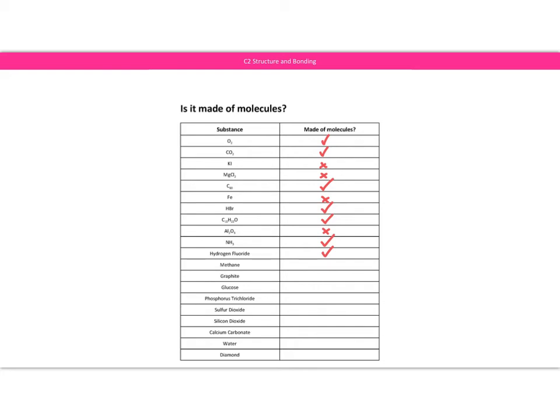Methane is something you're going to learn more about. It has the formula CH4. It's the fuel in gas cookers. So that's non-metals only, and more than one non-metal, and it has a subscript in its formula, so that is molecular.